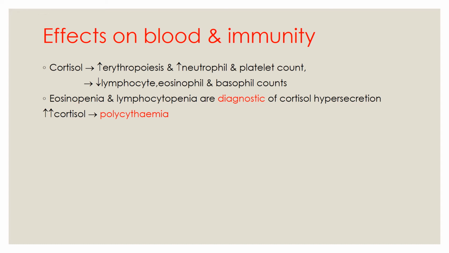Also, patients who have high cortisol secretion will have polycythemia because of an increase in erythropoiesis. In contrary, patients who have low cortisol secretion usually present with anemia because of the reduction in erythropoiesis.